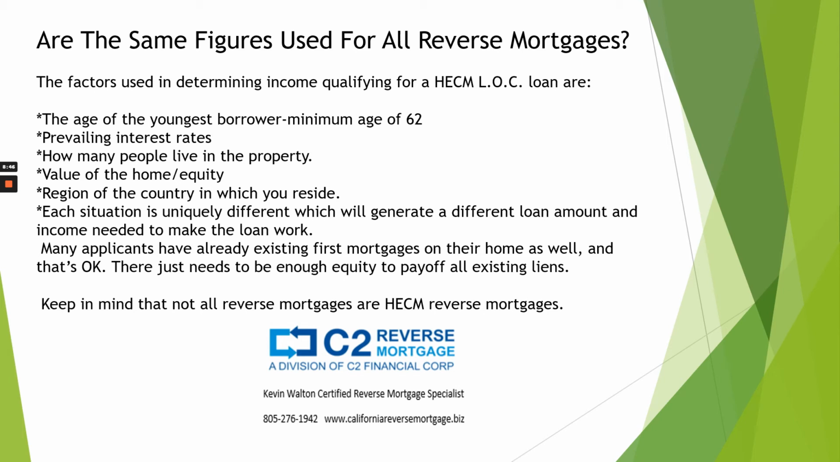Many applicants already have existing first mortgages on their home as well, and that's okay. We just need enough equity to pay off that first mortgage and have additional funds left over after that for the line of credit. Now, there are also fixed rates available for reverse mortgages, but again, that's a different video. We're just comparing the home equity bank line of credit, HELOC, versus the reverse mortgage line of credit. But just want to point out that if you do have a first mortgage on the property, your home does not have to be paid off to get a reverse mortgage.